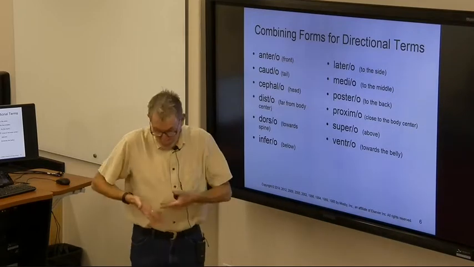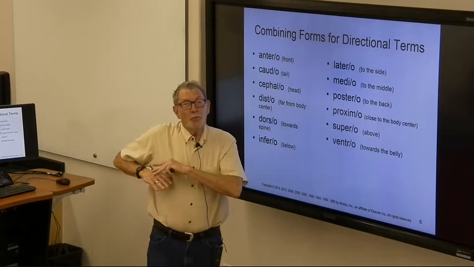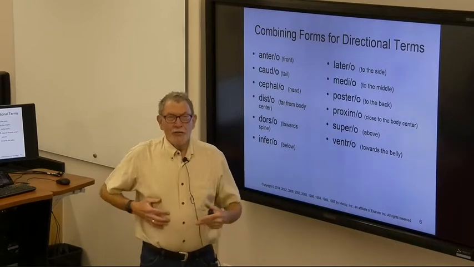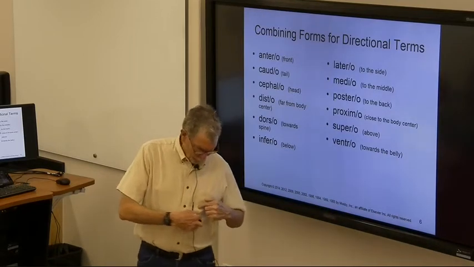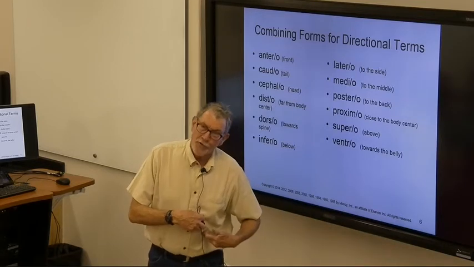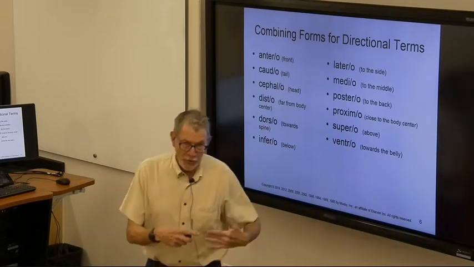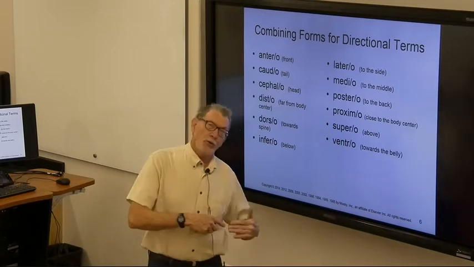Also, we use to be above something or below something is superior and inferior. So, if you're saying what's right above the heart, just superior to the heart, just inferior to the heart, just medial to the heart, just lateral to the heart. Anterior to the heart's right in front of it, posterior's right behind it.